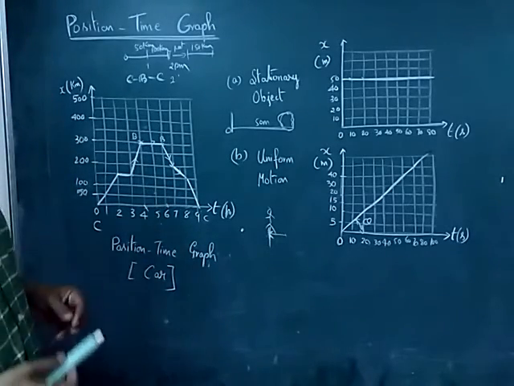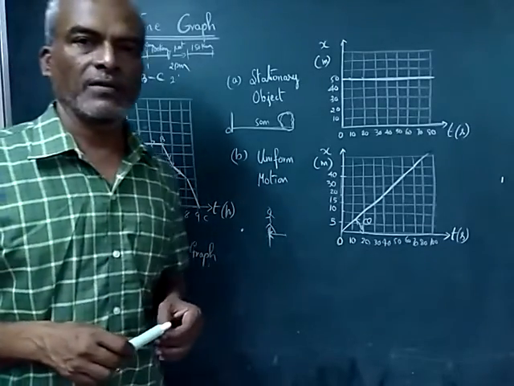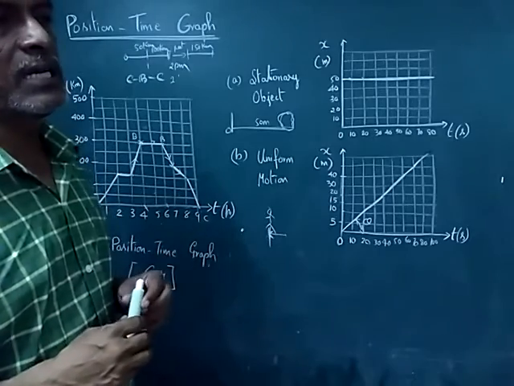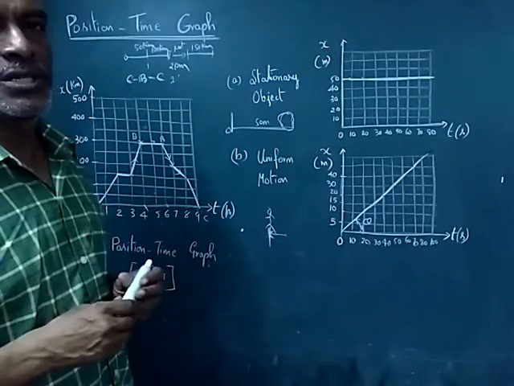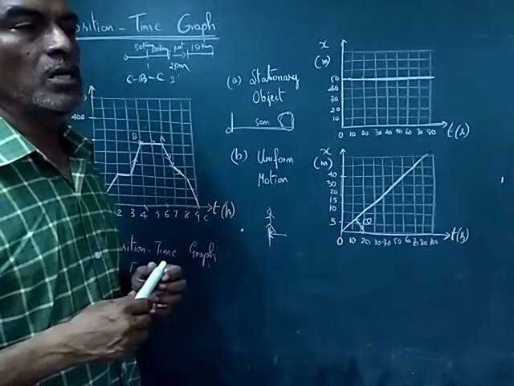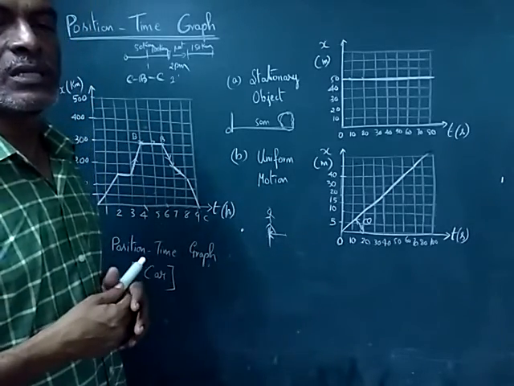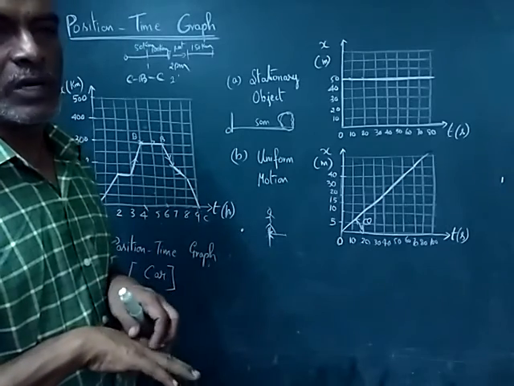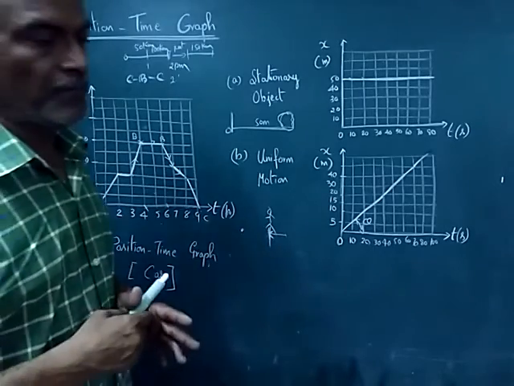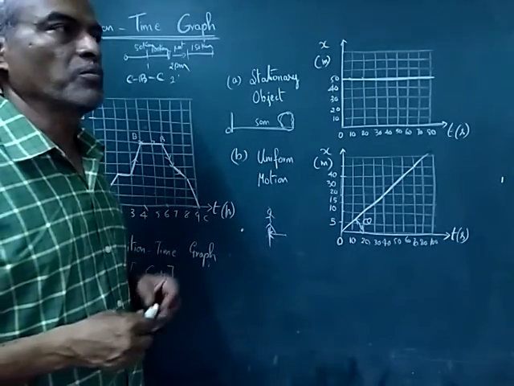So that's how you have to infer from the position time graph. After looking into the graph, you must be able to understand whether the object is stationary, or the object is moving with uniform velocity, or the object is moving with different speed or different velocity. We can infer this from the position time graph. So that's all about this topic, position time graph.